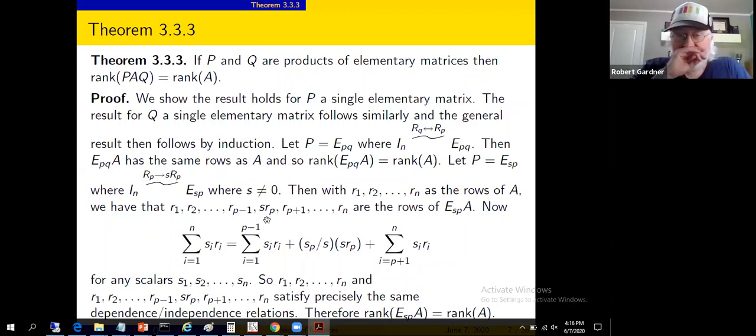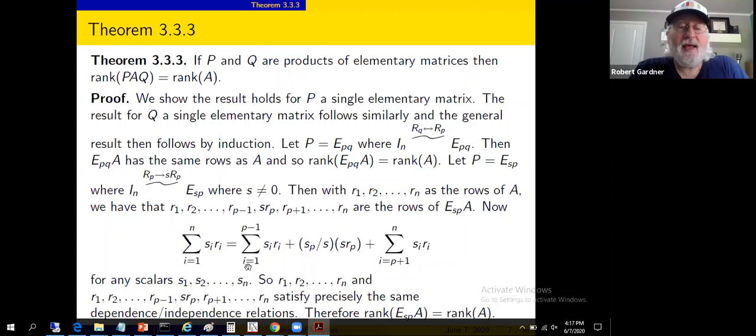All right, so we're going to address this by looking at linear dependence and independence. Consider a linear combination of the rows of A. All right, so that'd just be the sum from i equals 1 to n, S sub i for the scalars, times row R sub i.